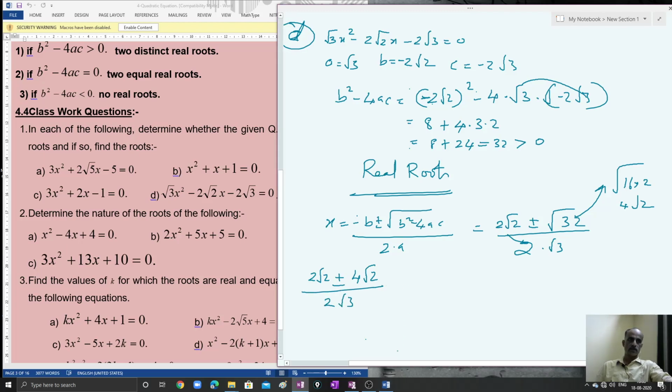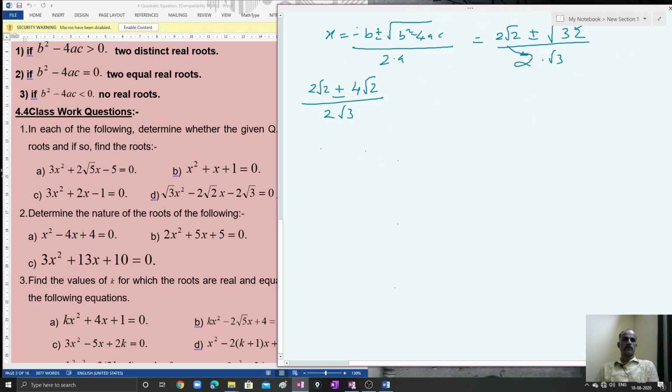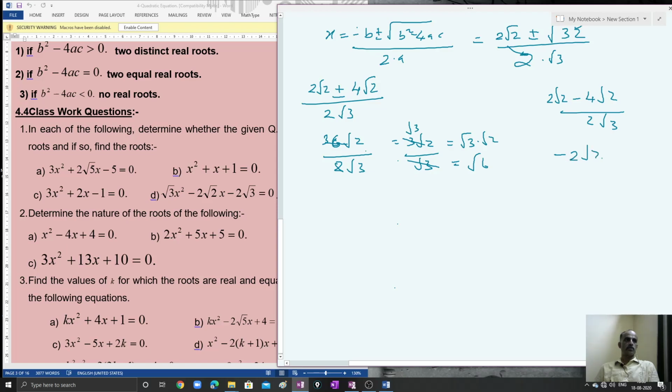From this we will be getting two different values. One is 6 root 2 divided by 2 root 3, that is 2 root 2 plus 4 root 2 which is 6 root 2, divided by 2 root 3. 2 goes 3 times, so that is 3 root 2 divided by root 3. Root 3 goes in 3 root 3 times. So it is equal to root 3 into root 2, that is root 6. Similarly, you will get 2 root 2 minus 4 root 2 divided by 2 root 3, so you will be getting minus 2 root 2 divided by 2 root 3.